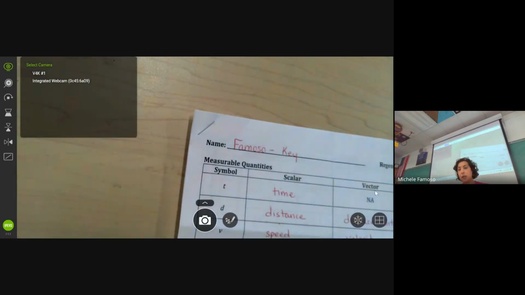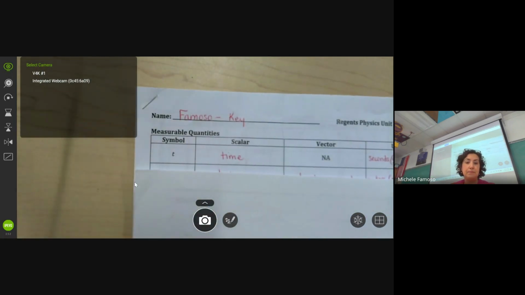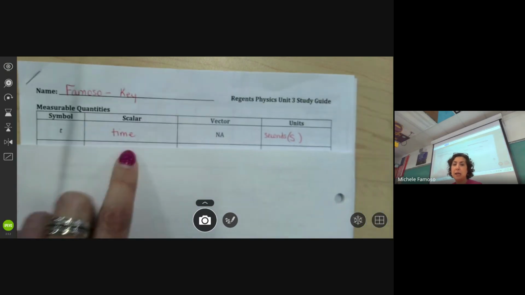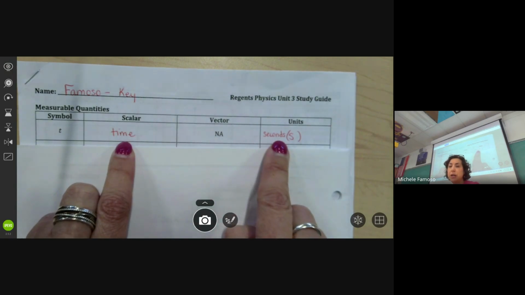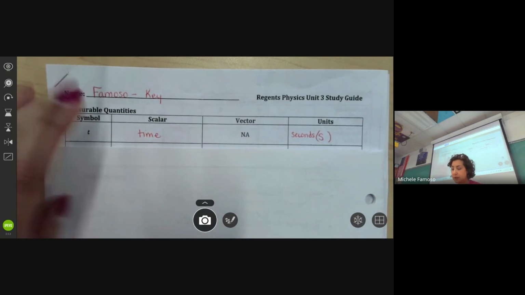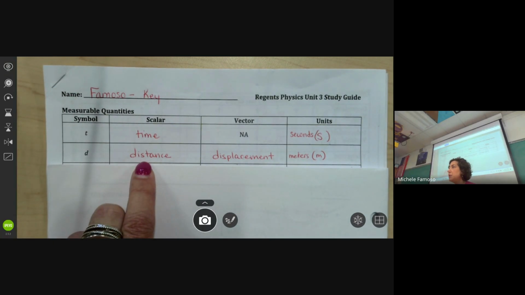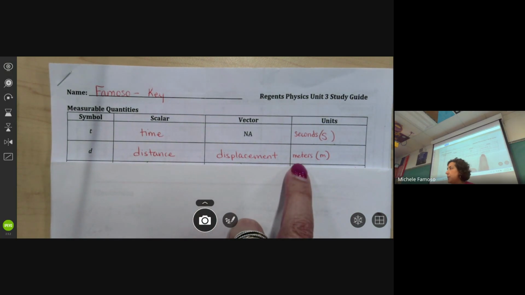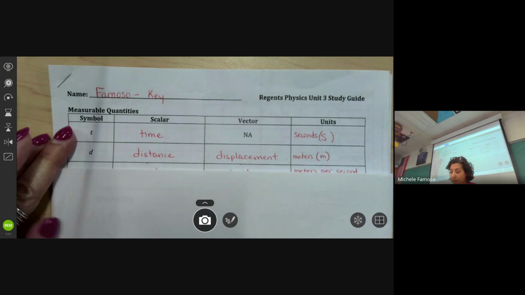All right, so basically we're looking for patterns and trends starting on page 29. So the variable t is only a scalar, which stands for time. The units it's measured in are called seconds, which we abbreviate with a lowercase s. The letter d, if it's a scalar, refers to distance. If it's a vector, it refers to displacement, always measured in meters, which we abbreviate with a lowercase m.